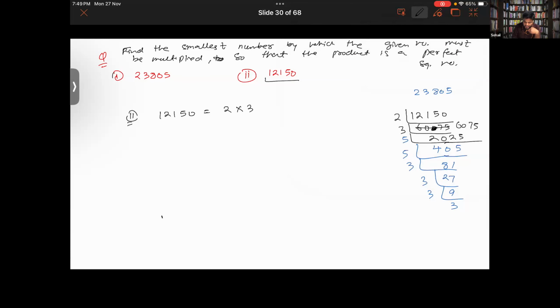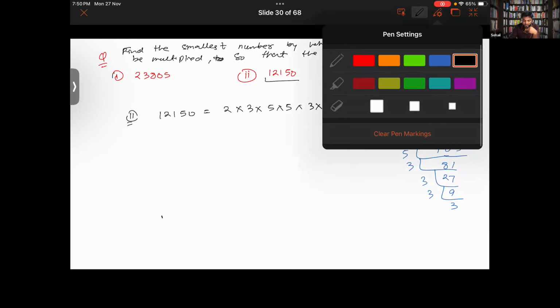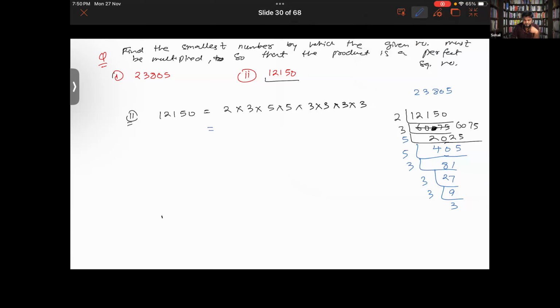2 times 3 times 5 times 5. Then how many 3s are remaining? 4, right? Yes, sir. Now let's try to group the prime factors in equal pairs. So just 3 and 3 can be grouped. 5 and 5 can be grouped. So you are left with 2 and 3, 6.